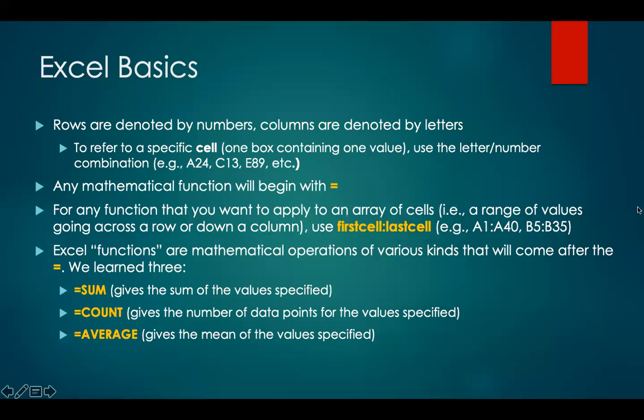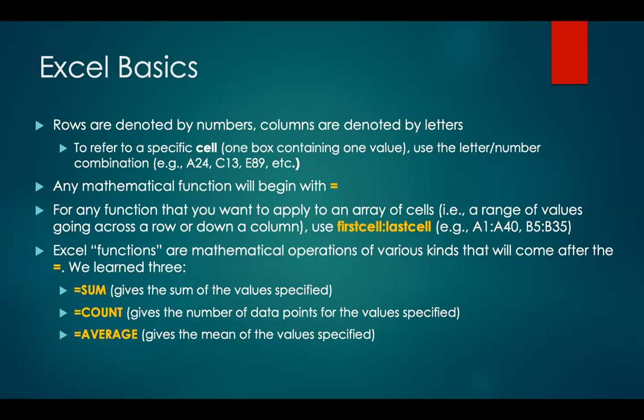Now that you have done that, I would like to reiterate some Excel basics. Rows are denoted by numbers and columns are denoted by letters. To refer to a specific cell, like you just did in that demonstration, that is one box containing one value, you use the letter/number combination of that cell. So for example, A24, C13, E89. As you saw in the demonstration, any mathematical function will begin with the equal sign.